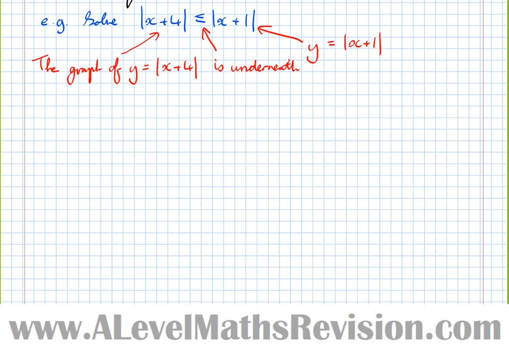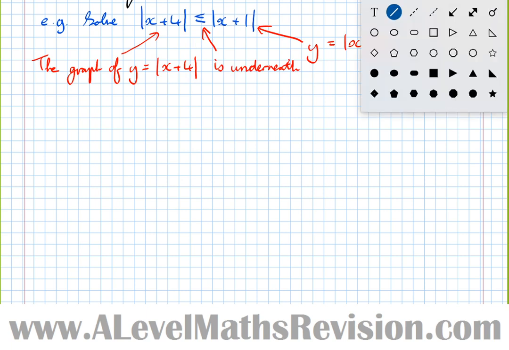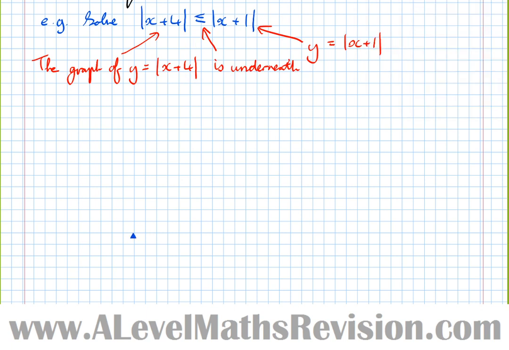So let's draw both of these on the same set of axes. So it's basically the same process as the graphical method for solving an equation. So the graph of y equals mod of x plus 4. And I really do think it's important to label these graphs as you go. You might be tempted not to, but that makes it all the more difficult later on. So y equals mod of x plus 4 will look something like, let's say, this.